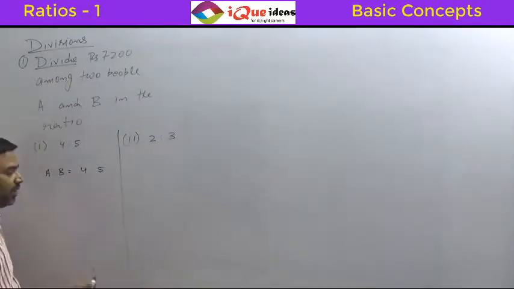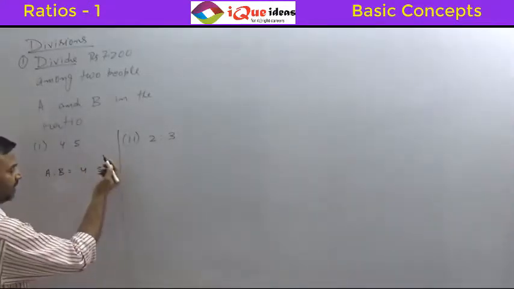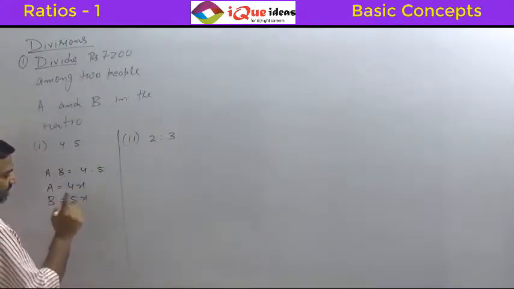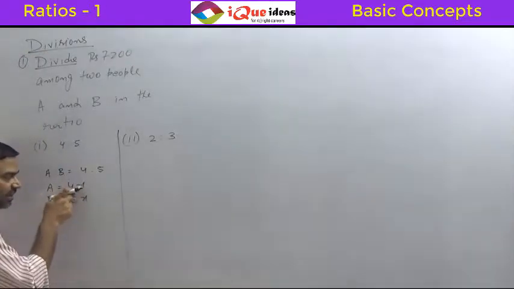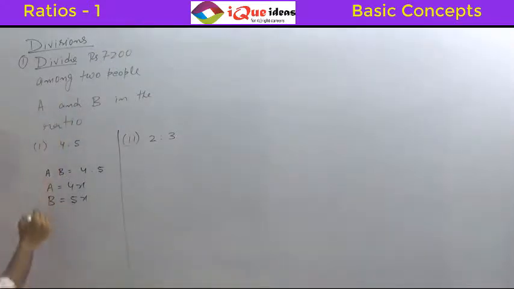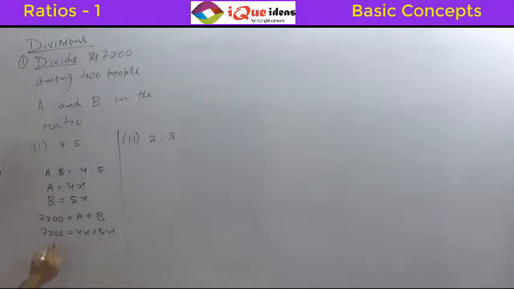Now, something that we don't know in mathematics, we can assume as a variable. Suppose we cancelled out x. That means we could take A as 4x and B as 5x. Whatever we cancelled out, let's assume that number was x. Then multiply x to both, so they will become independent. Now we have a total amount of 7,200, so 7,200 is equal to A plus B. Put 4x and 5x there, so 7,200 is equal to 4x plus 5x. So 7,200 is equal to 9x, and we get x equal to 7,200 by 9, that is 800.